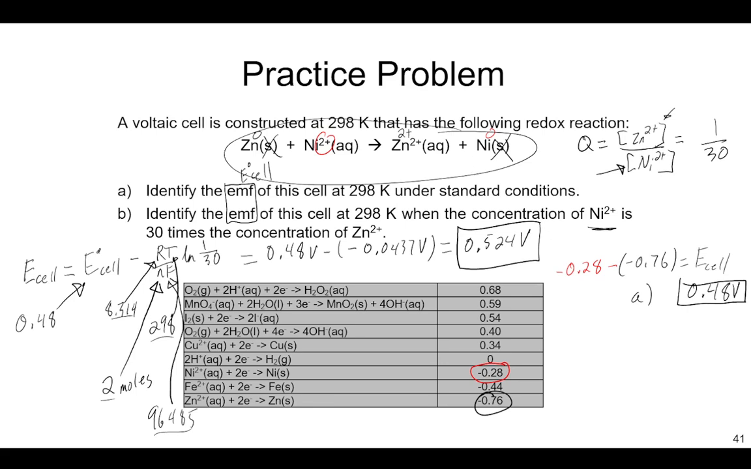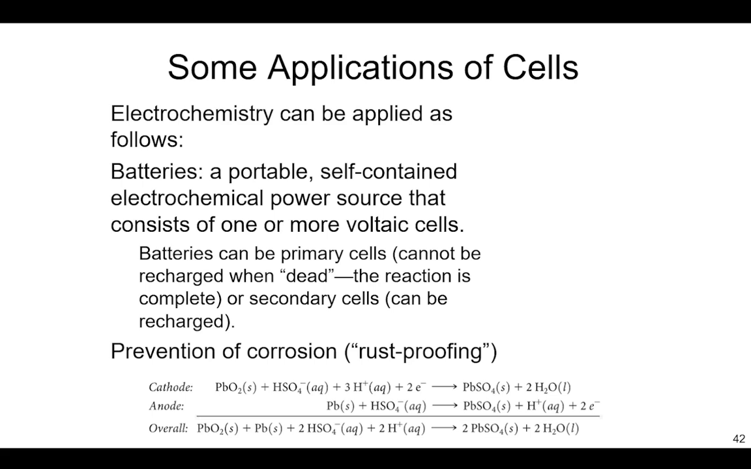Okay. We'll end here just by saying the importance of voltaic cells and some applications of them. Remember, electrochemistry can be applied as batteries. And so these batteries are just these little portable voltaic cells, right? So inside this battery, there are like two little half cell things going on, right? And something's happening over here and something's happening over here. And when you plug this battery into something like a flashlight, there's like a little metal prong here, right?